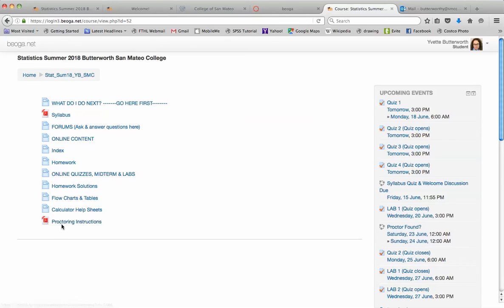The proctoring instructions, I really need to check these and make sure that this is the newest one, because I did update a couple of links. So it's better to get the proctoring instructions right out of Canvas, because I know for sure those are 100% updated. I'll try to get this one updated later on today to just make sure.